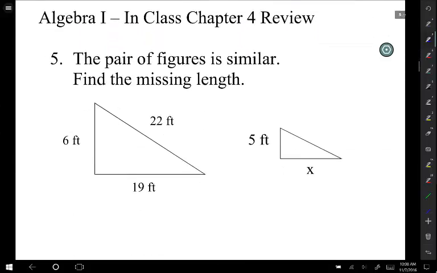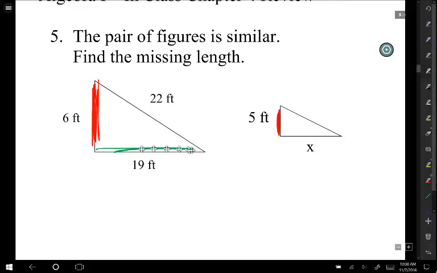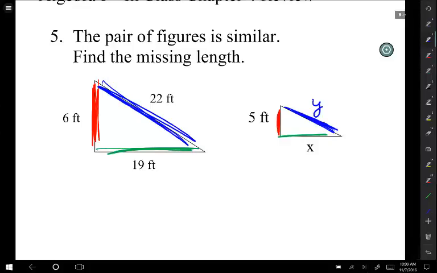All right, moving on. I've drawn some similar figures. Let's do a little color coding. What goes with this vertical 6? 5. The vertical 5. What goes with the horizontal 19? X. X. What goes with the blue diagonal? Yeah, our unknown. We could call it Y, that's fine. And it says the pair of figures is similar, find the missing length. I'm assuming they're meaning the X.